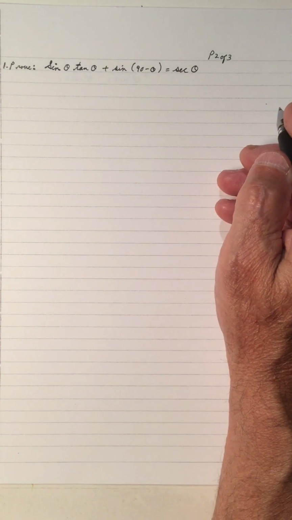Proving trig identities was done in trig number 1, and the video that I started it off with was the introduction to trig identities. So if you want to review the rules there in trig 1, do so. And now I'm going to do some trig identities in this unit.